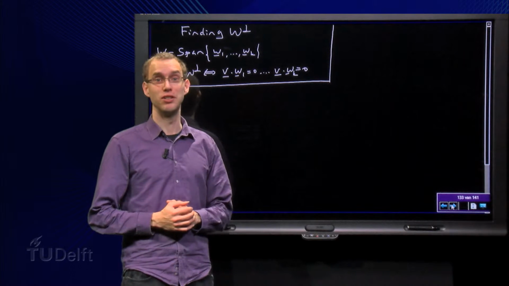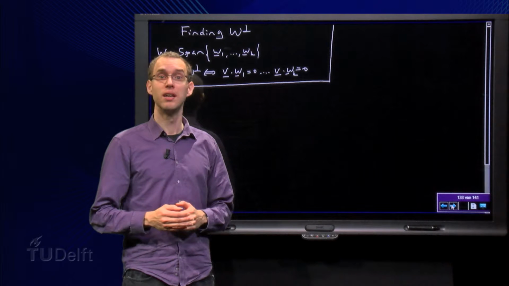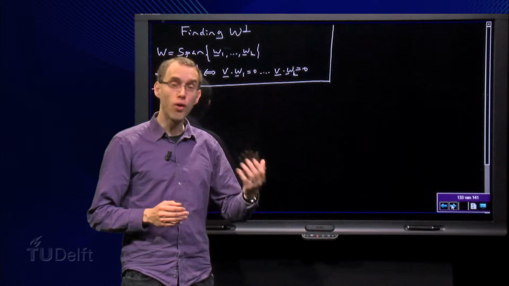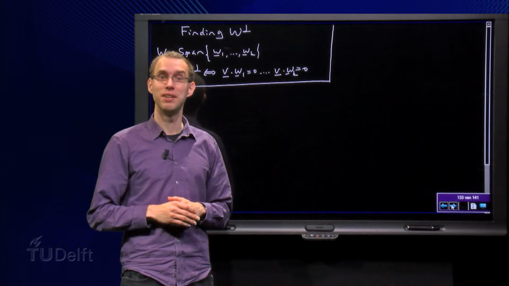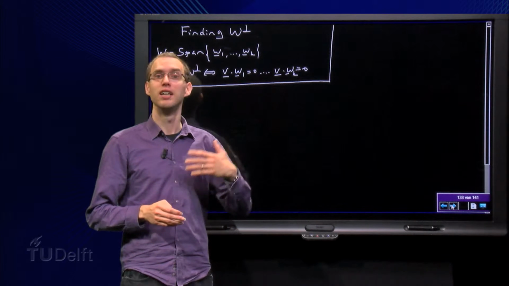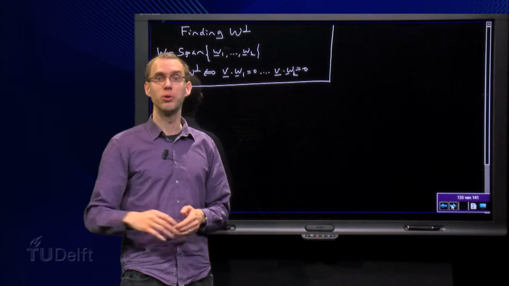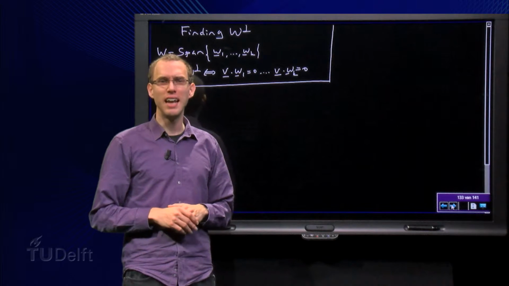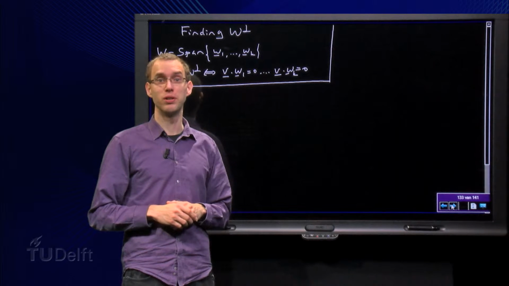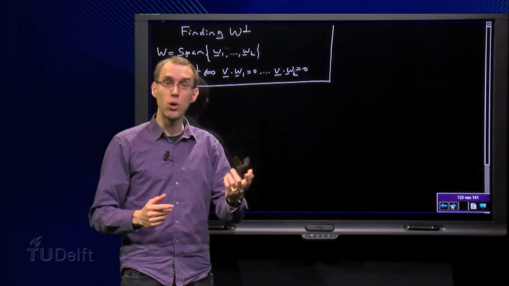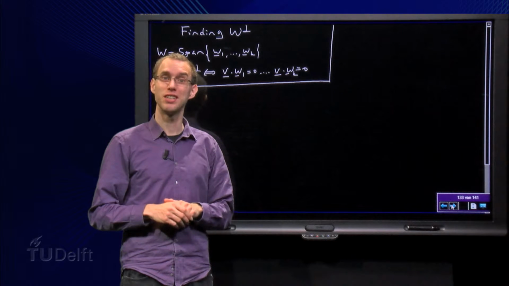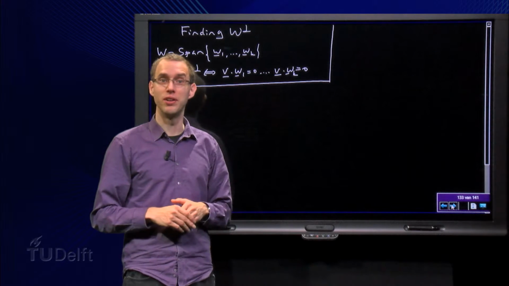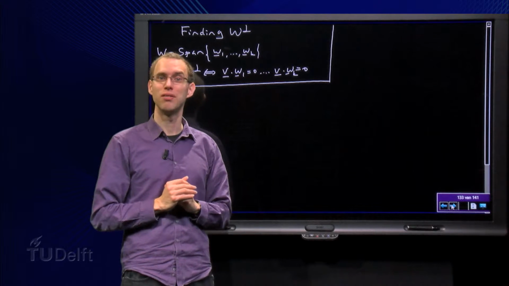How can we find W perp if only W is given? Well, often our subspaces are given as a span, say w1 until wk. Now you can prove that any vector orthogonal to w1 to wk is also orthogonal to any vector in the span of w1 to wk. Maybe you've already done that, otherwise try this yourself.